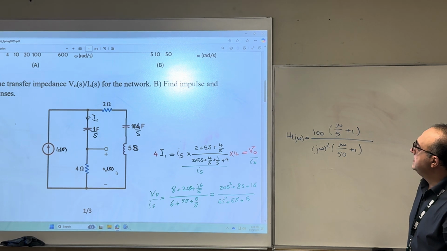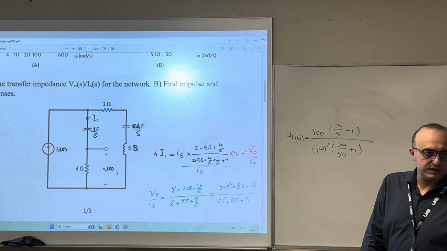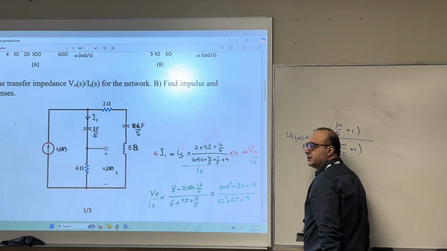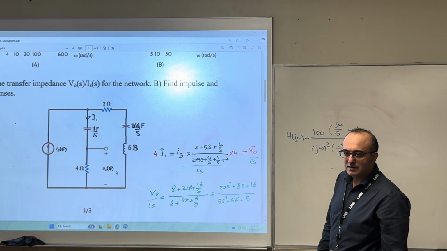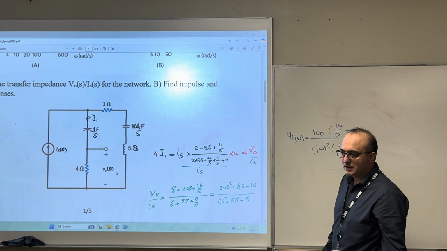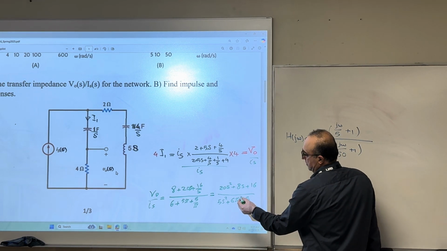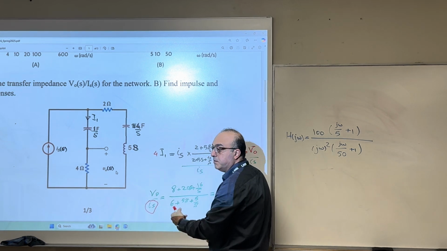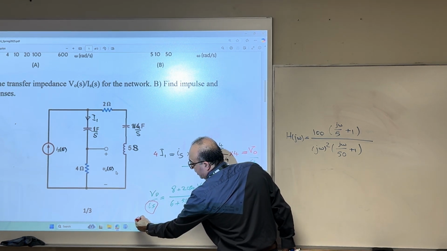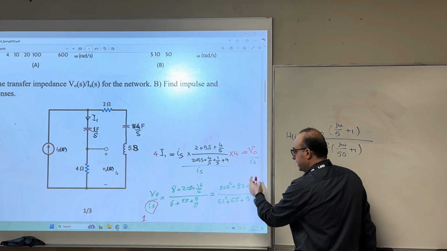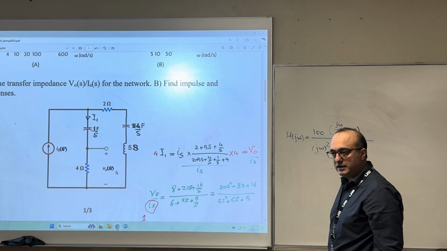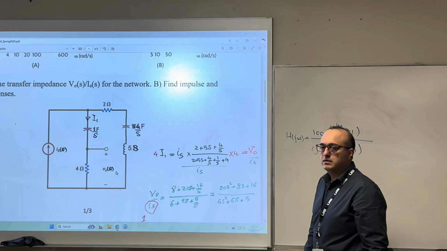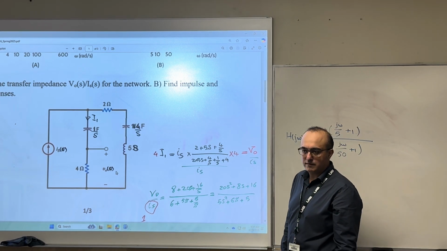So find impulse and step responses. The transfer function itself is what? Impulse function. Because if instead of this one you put the impulse current, in Laplace it is going to be 1. Then the voltage you calculate here is going to be the impulse response. You can convert it to the time domain.